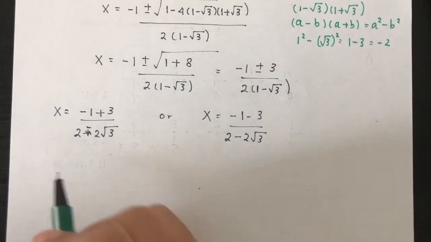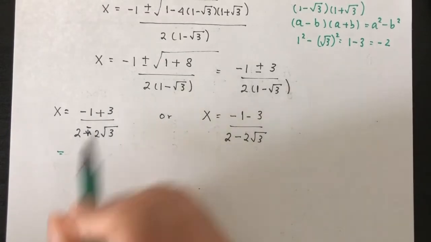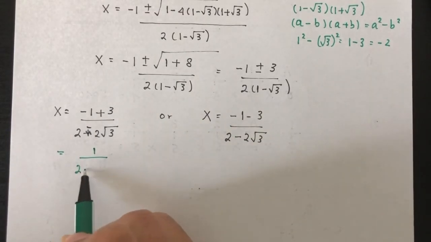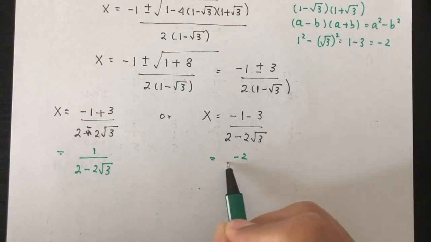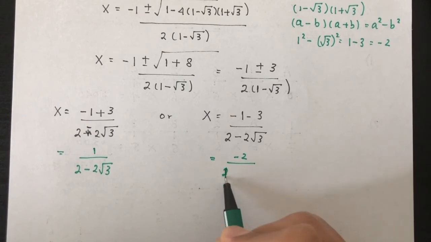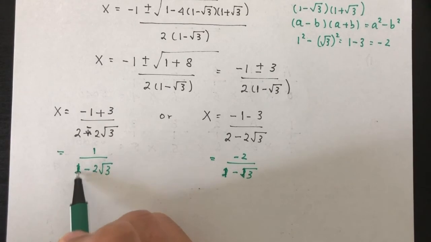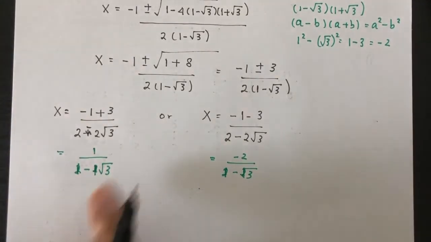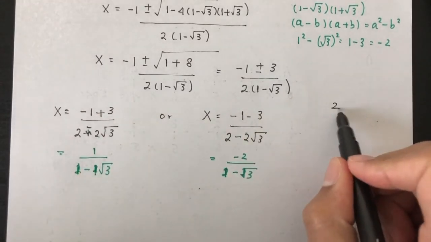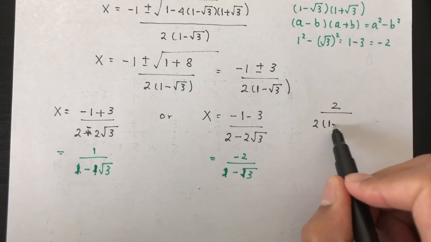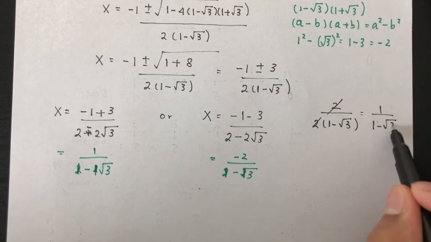So let's simplify again. X can be what? So minus 1 plus 3, that should be 2. You can divide by 2, the 2 should go away, okay? It should be 1 over 1 minus root 3. So just to explain again, for this one, minus 1 plus 3, that is 2 over 2 times 1 minus root 3. That should go away. So you should have 1 over 1 minus root 3 for this one.